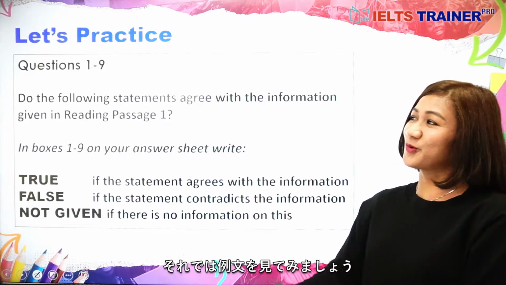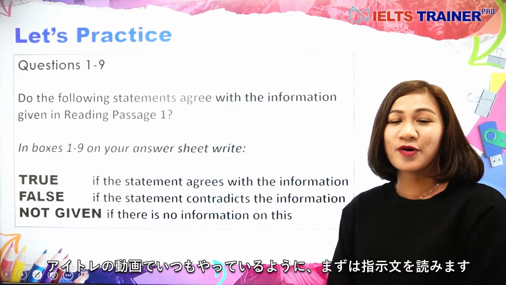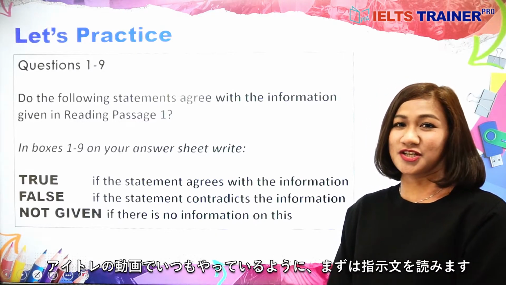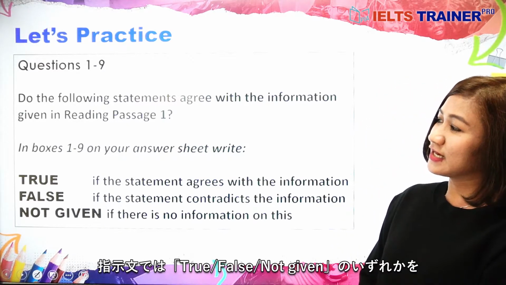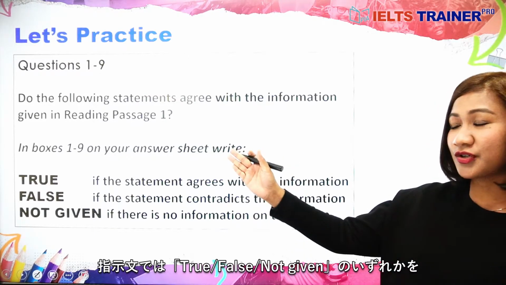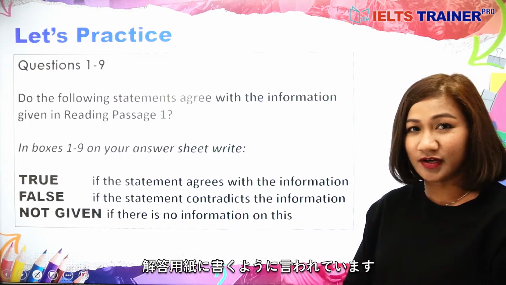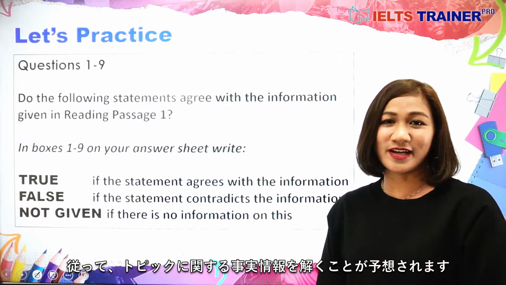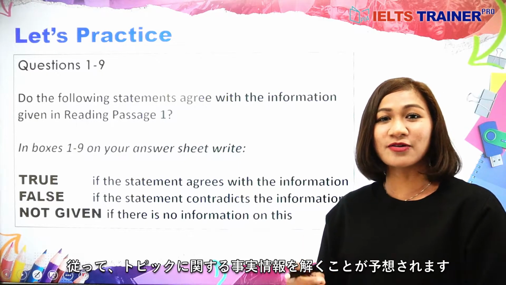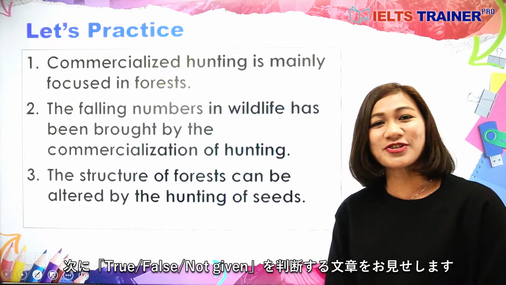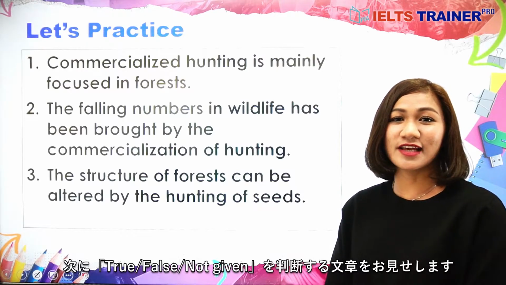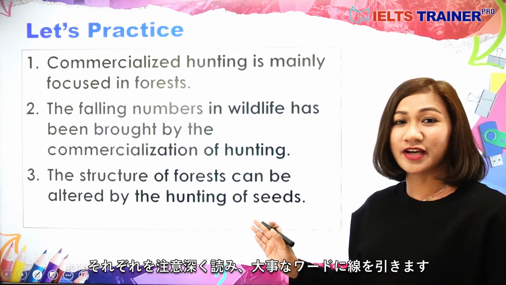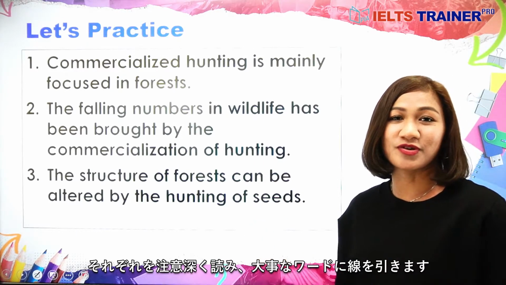Now let us work with an example. Like what we always do in our video lessons, let us first read the instructions. The instruction says that we have to write true, false, or not given on our answer sheet. Therefore, we are to expect that we would be reading factual information about a certain topic. The next thing I'm going to show you are the statements that we need to label with true, false, or not given. We have to read each very carefully and underline the most important words.